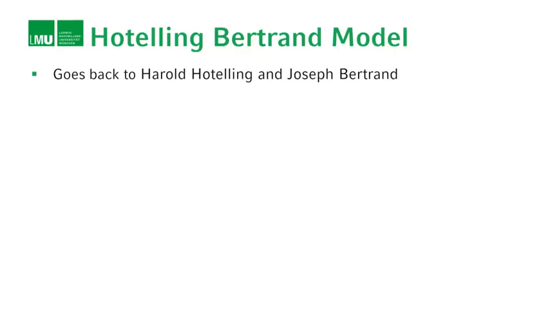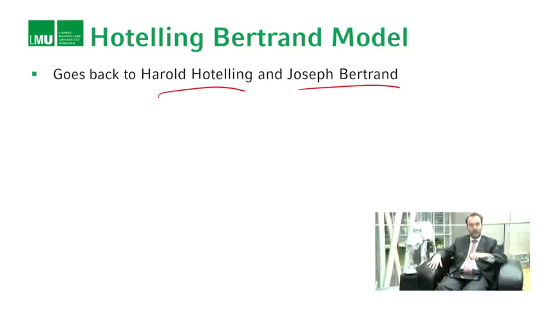Great, so in this video, we're going to look at the first way by which firms can differentiate their product. Remember, vertical product differentiation, and that's what we're going to focus on now, horizontal product differentiation. And we'll do that using a model called the Hotelling-Bertrand model, named, of course, after the people that first analyzed it, Harold Hotelling and Joseph Bertrand.